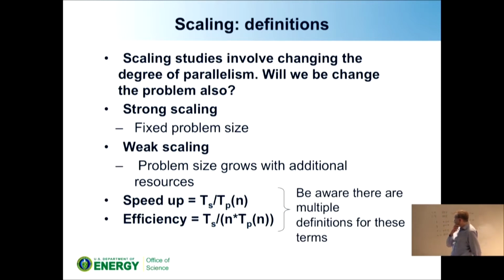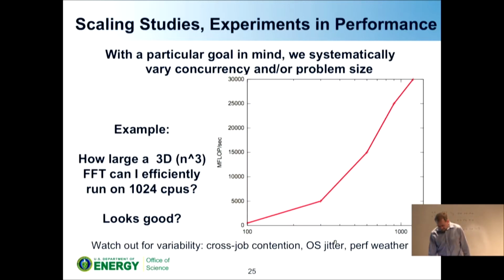And there are other definitions of these things out there. So for instance, the serial time may not be well defined. There are some problems that don't really map well onto a serial wall clock time. And so in those cases, if you're reading a paper, it's an easy thing to go check.